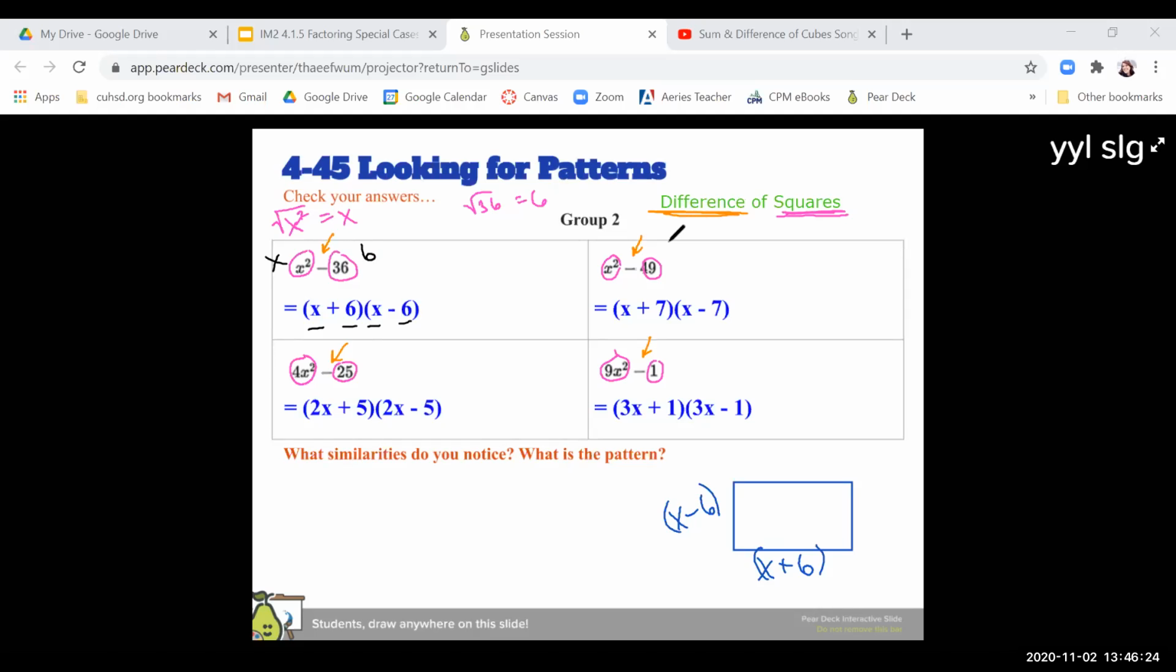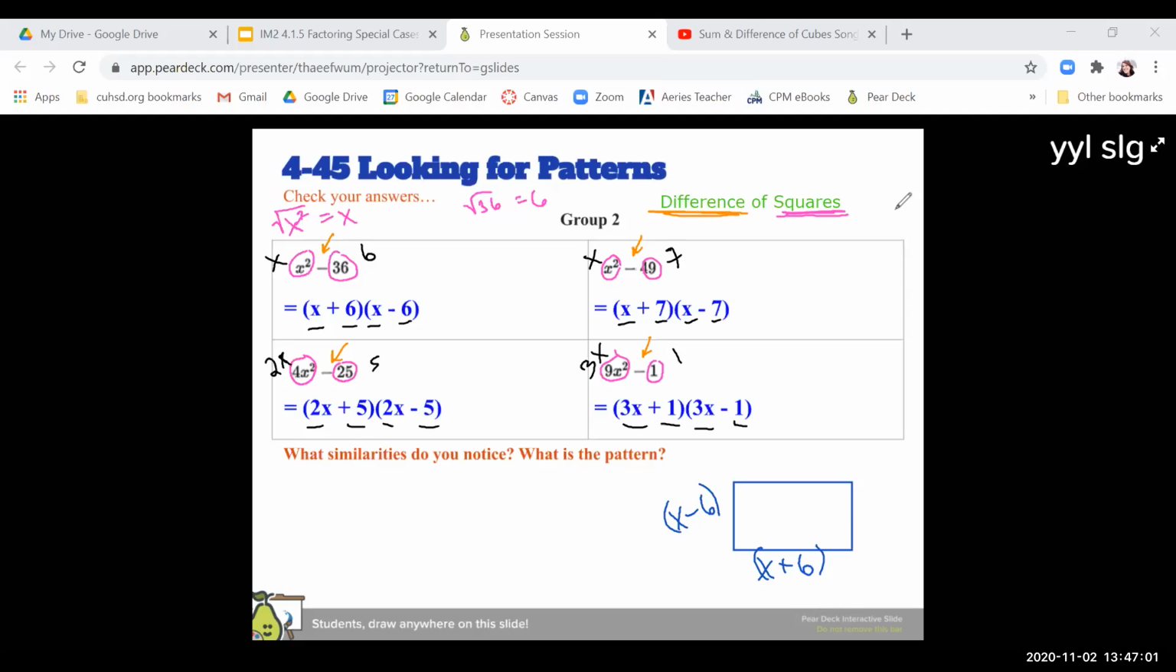See in the next one, the square root of x squared is x, the square root of 49 is 7, and look at my answer, it's x's and 7's, one's plus, one's minus. And the same thing happens on each of these. The square root of 4x squared is 2x, the square root of 25 is 5, and look, my answers are 2x's and 5's. Here we have a 3x as a square root and a 1, and look, 3x's and 1's. So this is one of those useful patterns that saves us a whole bunch of extra work if we can identify it when we see it.